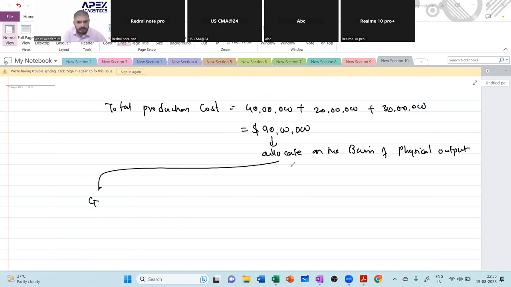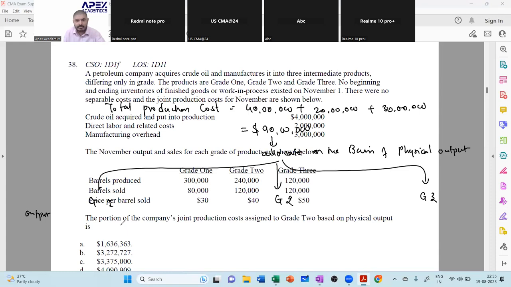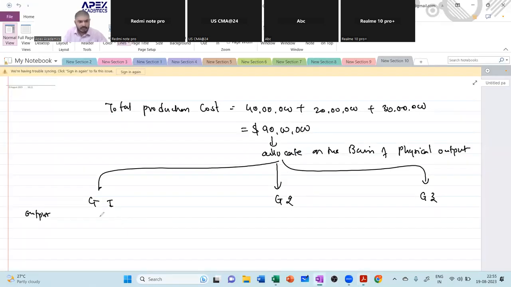Grade 1, grade 2, and grade 3. What is the physical output? The physical output of grade 1 is 300,000 barrels being produced. What about grade 2? 240,000 barrels being produced. And grade 3 has 120,000 barrels being produced. So what are the total barrels? 540 plus 120. It is 660,000 barrels.